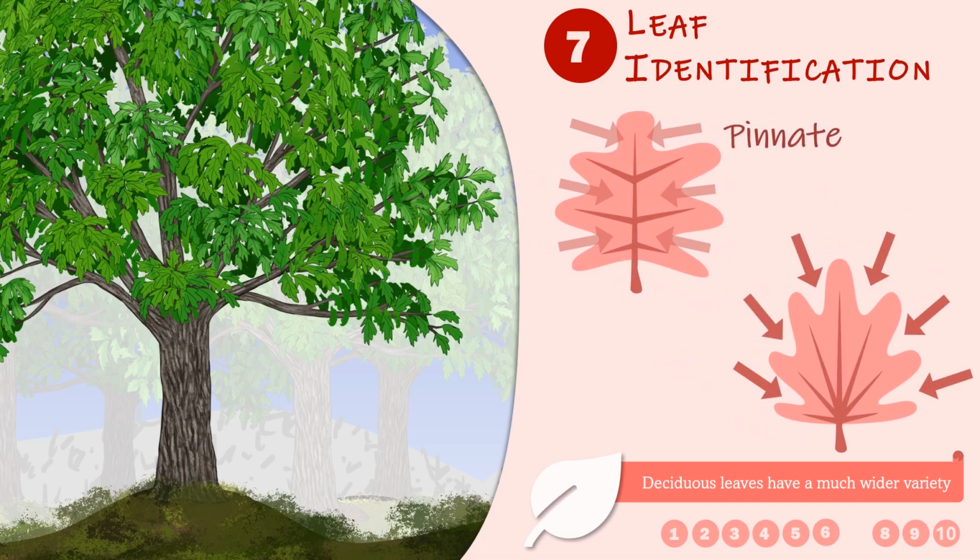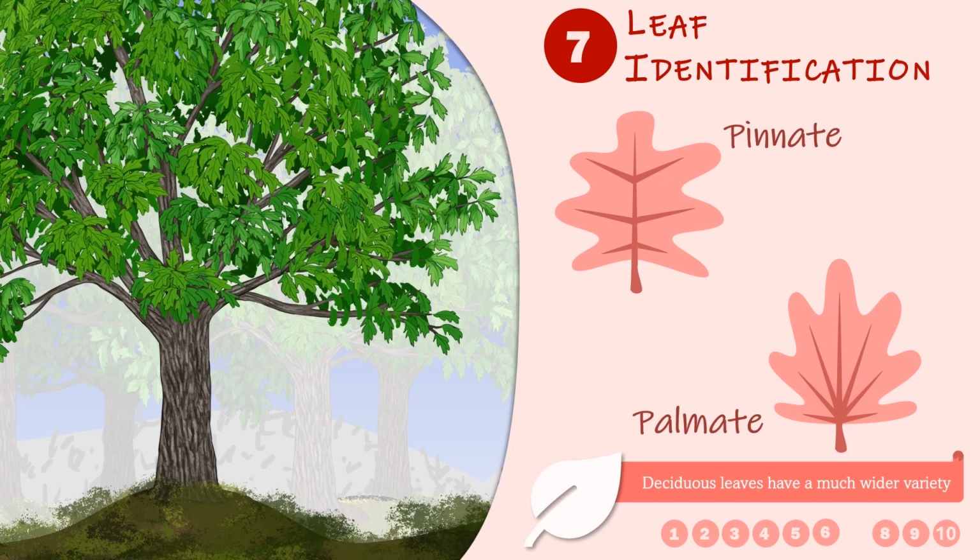Oak leaves are pinnately lobed because the indentations are towards the midrib, like a feather. Other species like maples have palmately lobed leaves, where the lobes are oriented towards the base of the leaf, like a human hand or a fan.